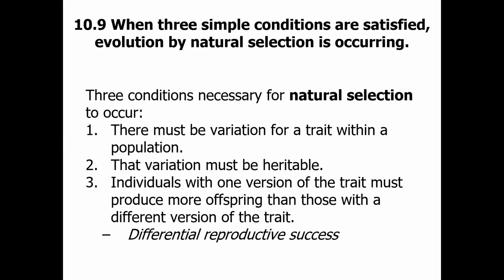For natural selection to actually occur, we have to have three conditions. We have to have variation for a trait in the population. We have to have that variation be heritable. And the individuals with one version of the trait have to produce more offspring than individuals with a different version of the trait. That is called differential reproductive success. And we're going to go through all three points piece by piece.